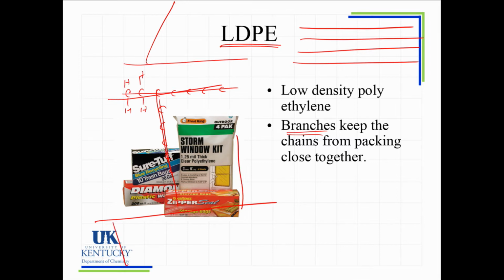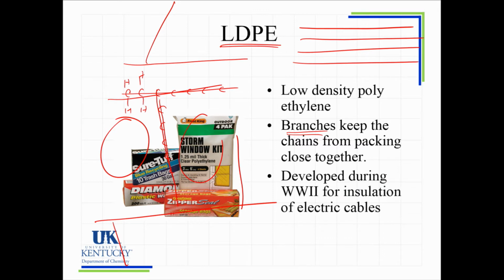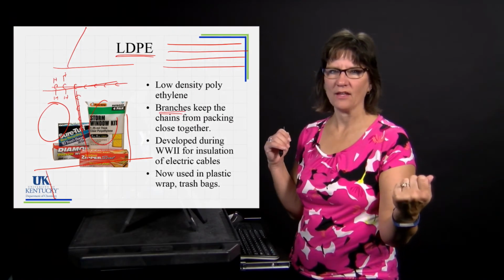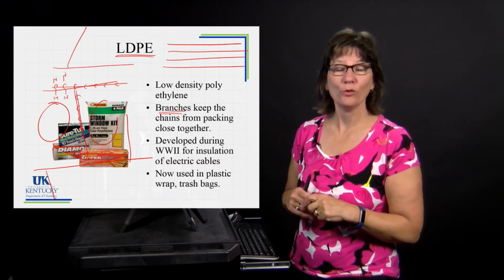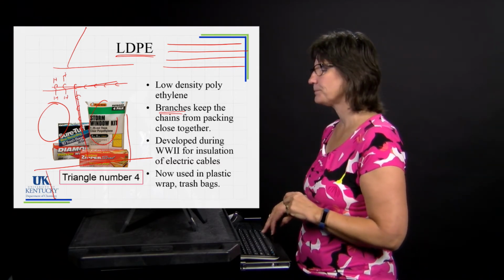And so this causes it to have very different properties than the high density polyethylene. Low density means it's lighter. There's a lot more air trapped inside of these spaces and these gaps that we see there. Now this was actually developed during World War II, and it was used as an insulation for electric cables. But what we use it for now is plastic wraps, trash bags, things like that. So next time you use saran wrap, you can think about low density polyethylene.